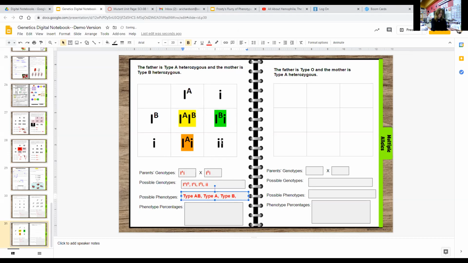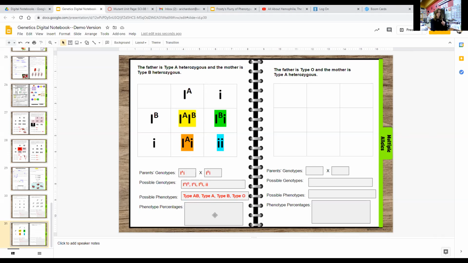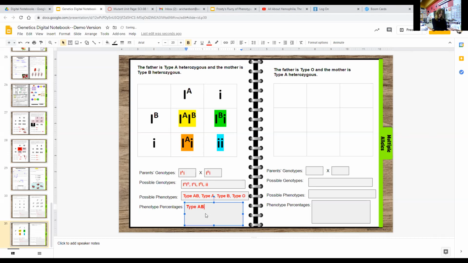And then this one right here is type, I'll shake those down just a smidge so they'll fit. All right. So the percentages of this, well, they're each only 25% because there's only one of each of these genotypes. So type AB is 25%. Type A is 25%. Type B is 25%.